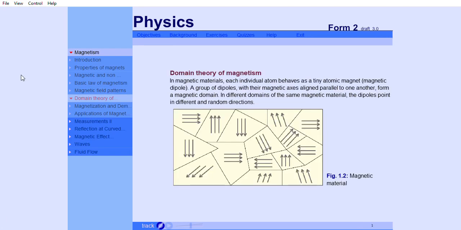Domain theory of magnetism. In magnetic materials, each individual atom behaves as a tiny atomic magnet or magnetic dipole. A group of dipoles with their magnetic axes aligned parallel to one another form a magnetic domain. In different domains of the same magnetic material, the dipoles point in different and random directions.